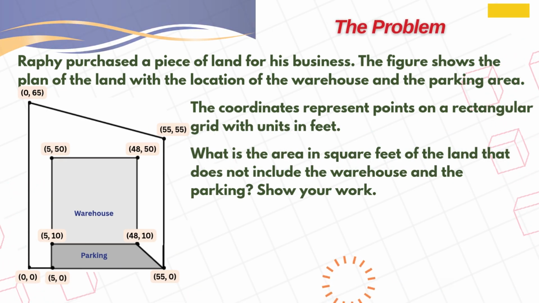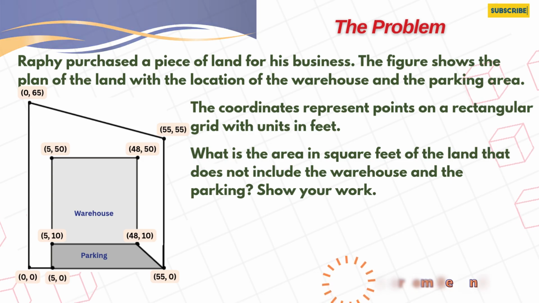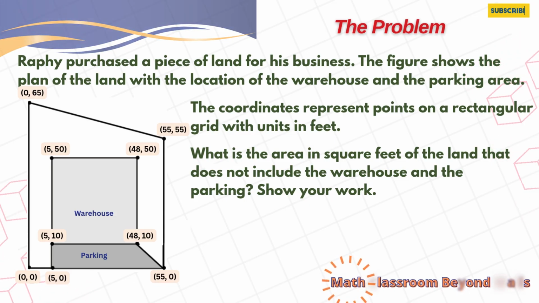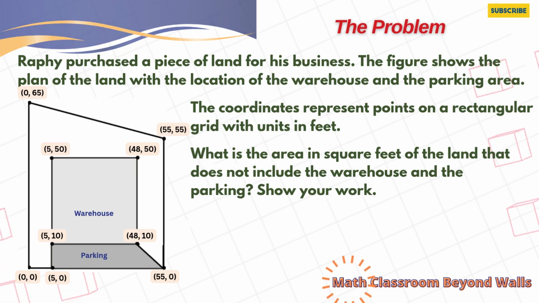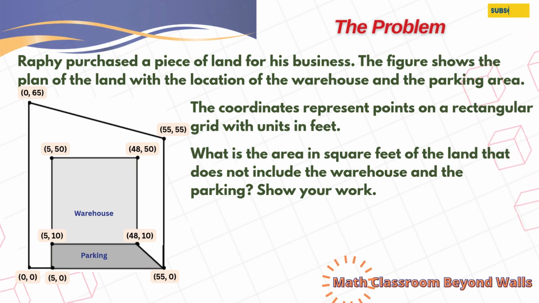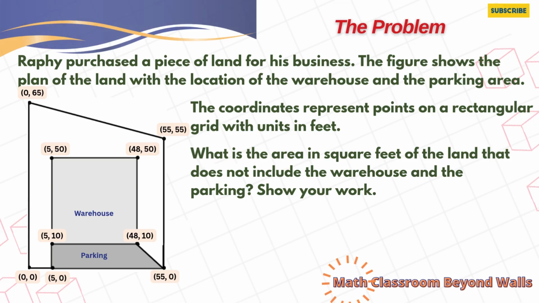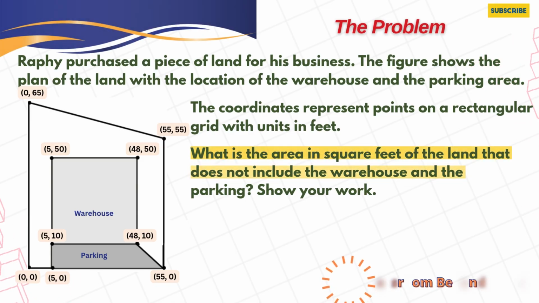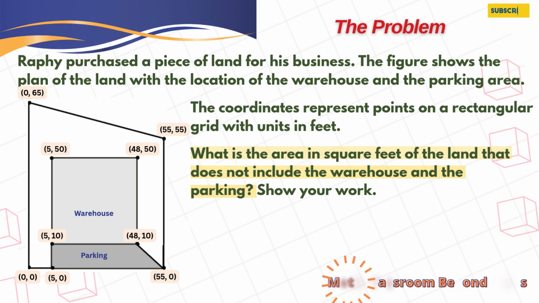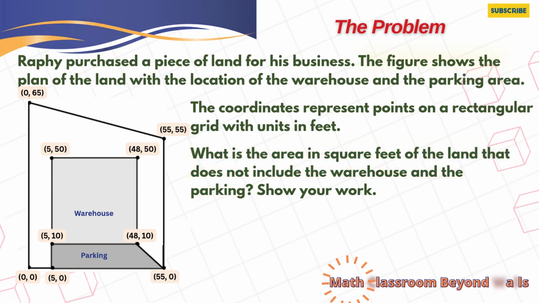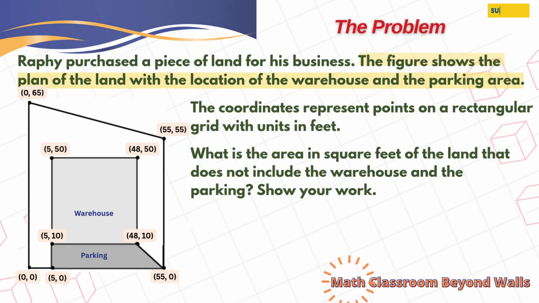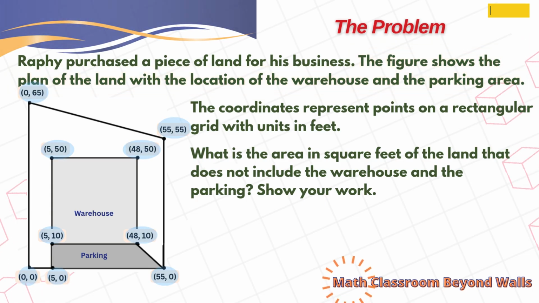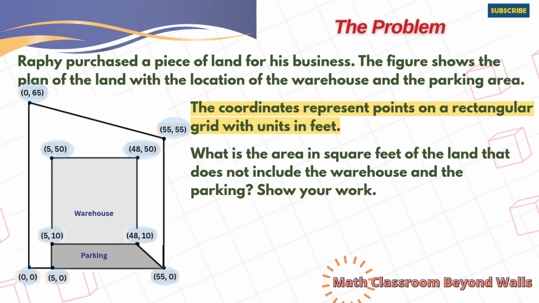Okay, so figures given. As usual, we begin by reading the whole problem and may read it several times when needed to know what we're looking for, to determine what is given, and to figure out how the given information helps find what we're looking for. What is asked in the problem, learners? You're correct. We're asked to find the area of the land in square feet that does not include the warehouse and the parking. What is given? We're given a figure showing the plan of the land with the location of the warehouse and the parking space. Furthermore, the diagram contains points with coordinates on a rectangular grid with units in feet.